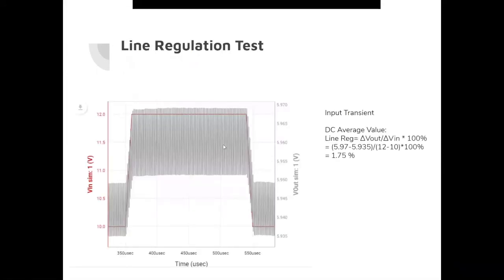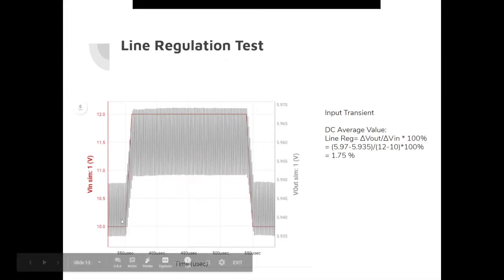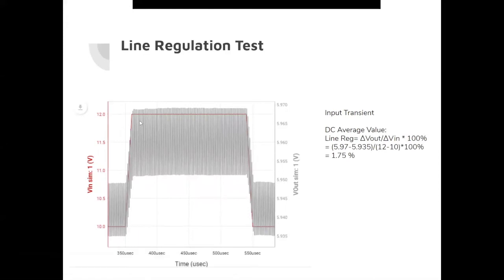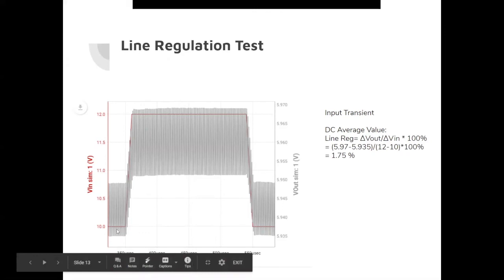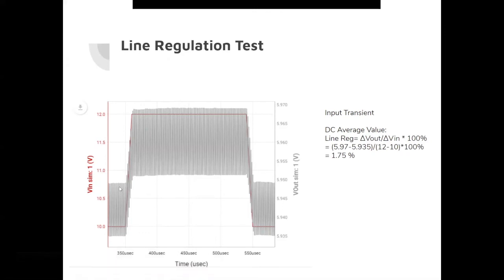So I used WeBench to test the line and load regulation. Here I put the converter through an input transient simulation, which varies the input voltage from 10 to 12 volts. As you can see, the output voltage varies as the input voltage varies, but the change is only between 5.97 and 5.935 volts, which is pretty good as it's near the 6-volt goal that we have. Calculating a line regulation percentage, I got 1.75%, which is pretty good for the system.